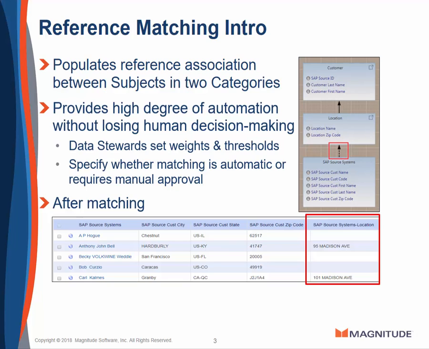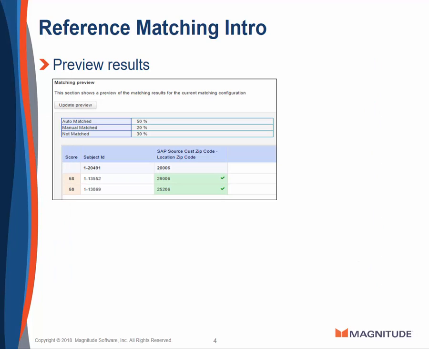After the reference matching is run, the SAP Source System to Location association will be populated for the matched records. Here you can see that Carl Kalm's and Anthony John Bell's records have been updated. Results can be previewed before the task is run. This lets data stewards test and adjust the matching rules as necessary, and analyze the quality of the source data before they execute the match definition.